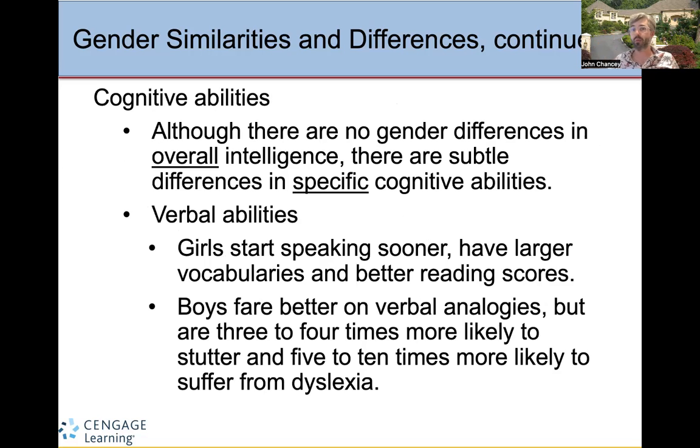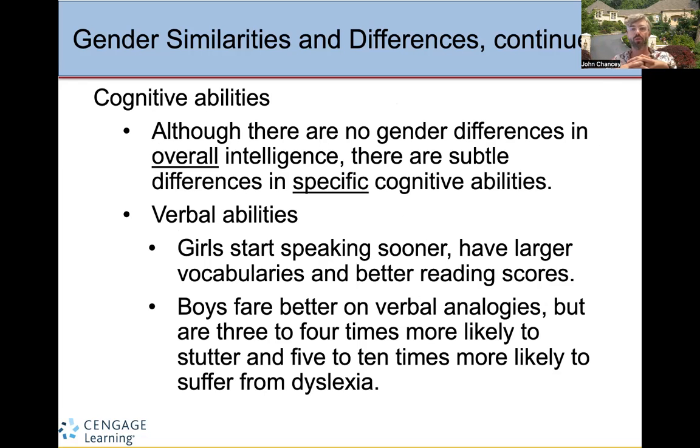First, let's start off with cognitive abilities. What's going on between our ears. Overall, in terms of intelligence, research shows there's no gender differences. However, when we break down intelligence and look at specific cognitive abilities, then we can start to see some subtle differences. But again, those differences are perhaps minimal and more overstated.